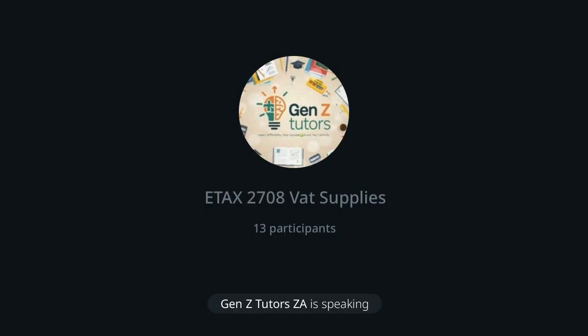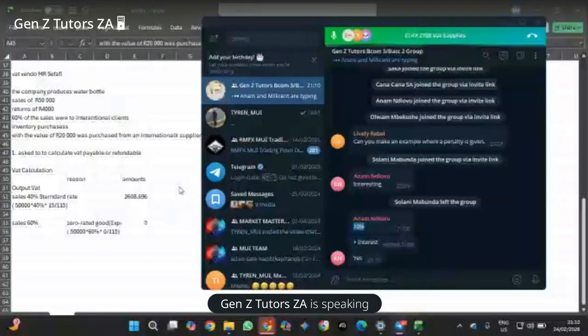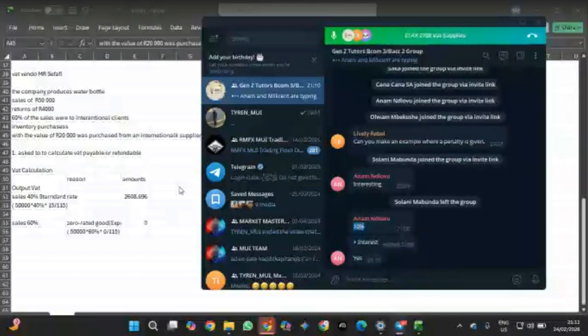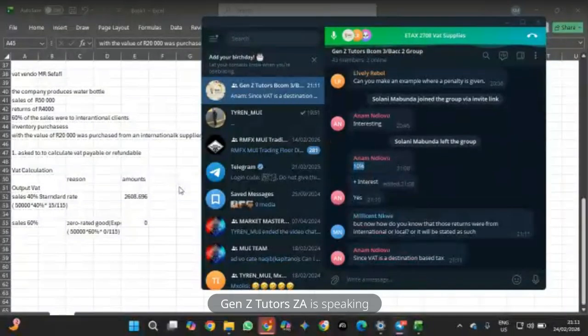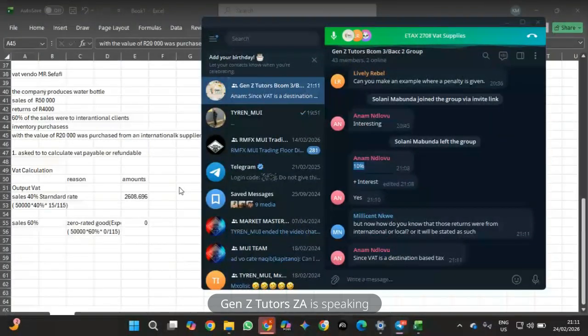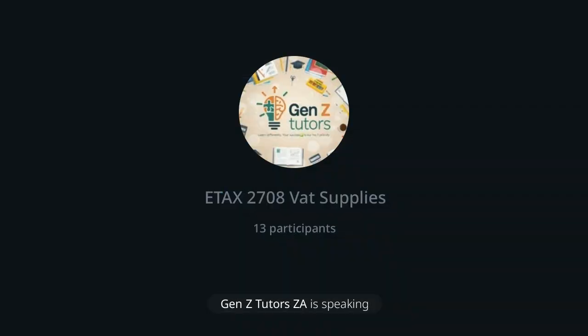As we wait for Millicent's response, another question: how do you know that those returns were from international or local, or will it be stated as such? Interesting question. Now, how will you know that? It's very easy. It's not that difficult.